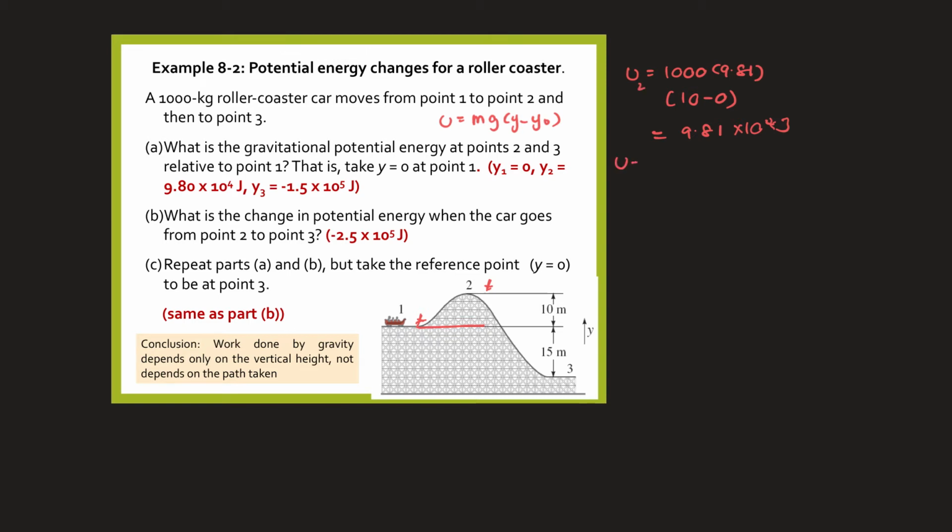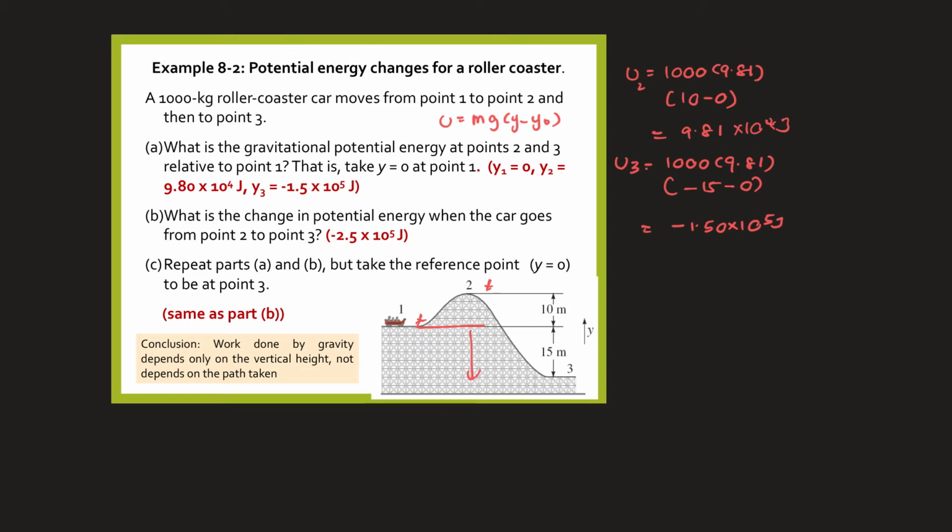And how about point 3? So 1000 multiplied by 9.81, and y at point 3 is negative 15, because it is lower than your reference point, minus 0 because point 1 is your reference. So you are going to get negative 1.5 times 10 to the power of 5 joules.